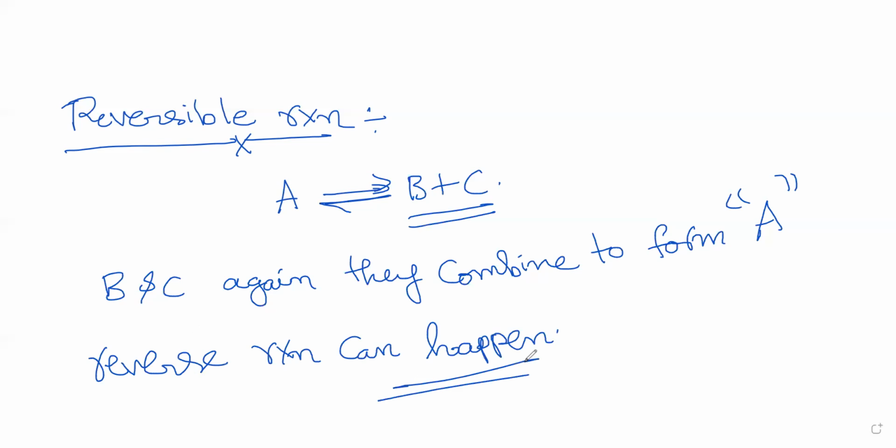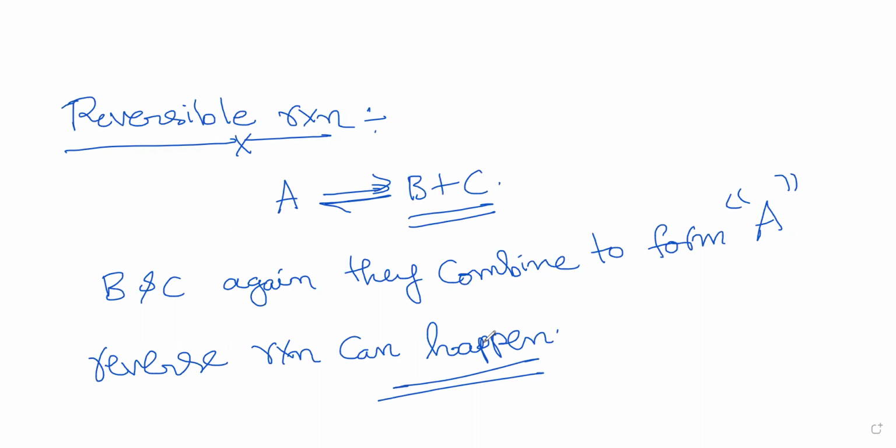So in such a case, when you see such kinds of reactions, it means it's not just A goes to B plus C. B and C can combine together to form A back. Such a condition is called a reversible reaction. Earlier we have seen the irreversible reaction, and now we are going to see reversible reactions. Let's take some examples of reversible reactions.